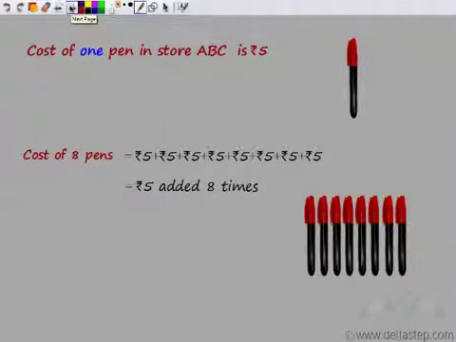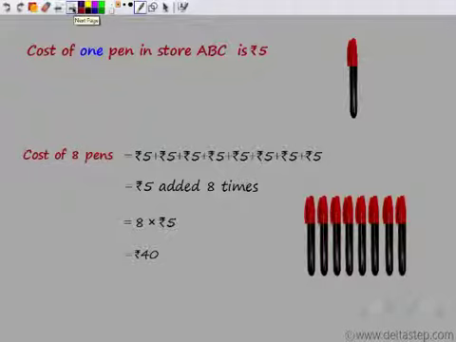So when 5 is added 8 times, I can write the repeated addition as multiplication. This would be nothing but 8 times 5, which gives me 40 rupees. So 8 pens would cost me 40 rupees if I go to store ABC.